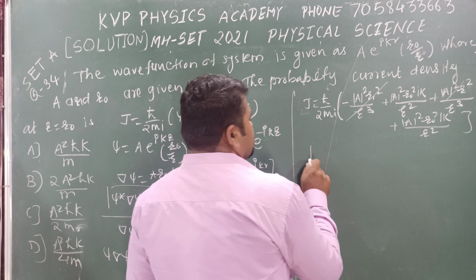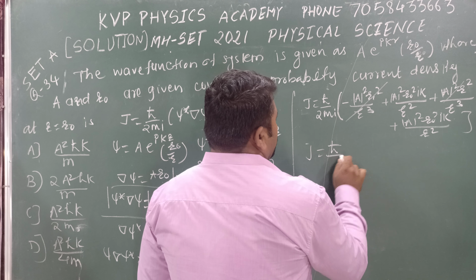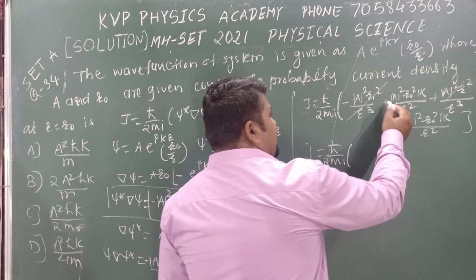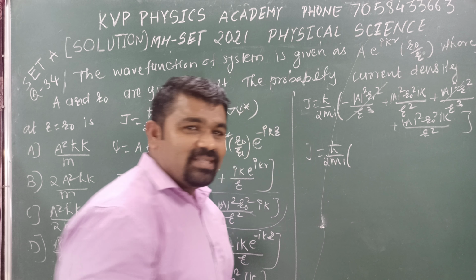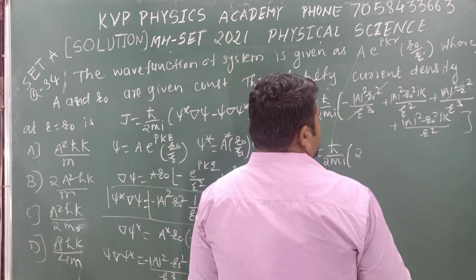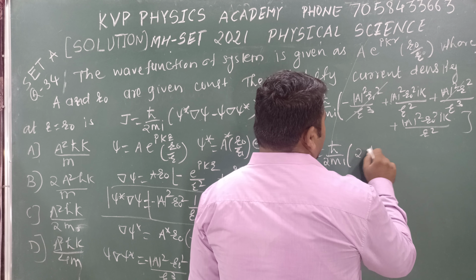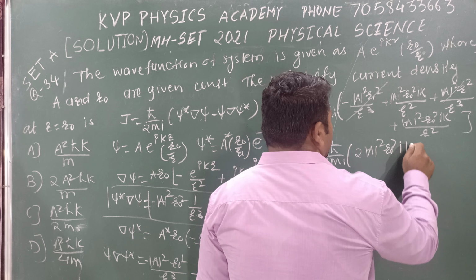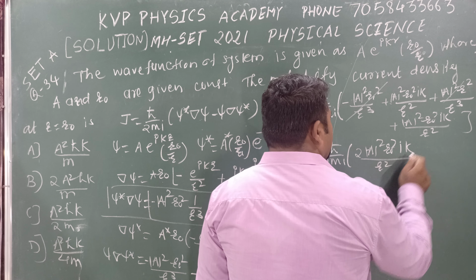Then this is equal to how much? J is equal to h cross upon 2mi. Here addition of these two terms. Why? Because both are same components. Then this is equal to how much? 2 times mod a square r naught square ik upon r square.